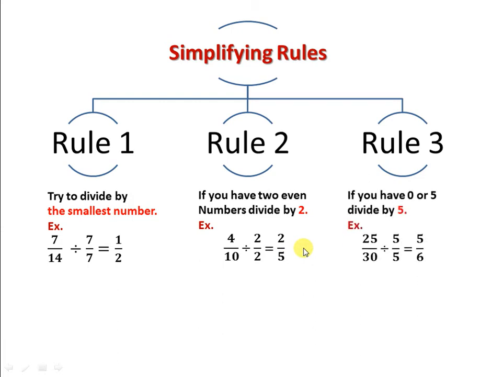Rule number 3. If you have 0 or 5 in the numerator or denominator, try to divide by 5. For example, 25 over 30. I have 5 here and I have 0 here. So I can divide both numbers by 5. Let's do that. 25 divided by 5 is equal to 5. 30 divided by 5 is equal to 6.